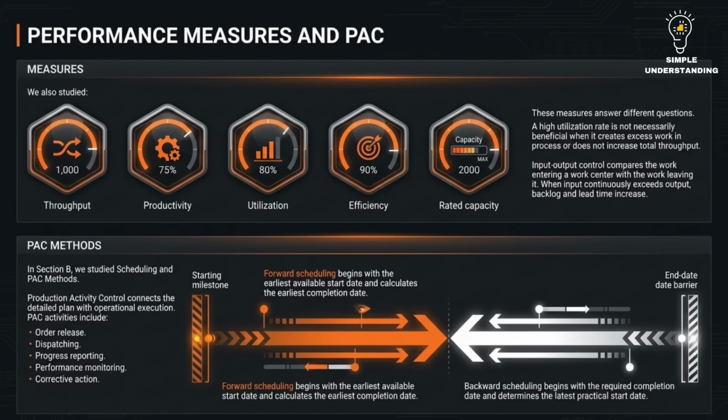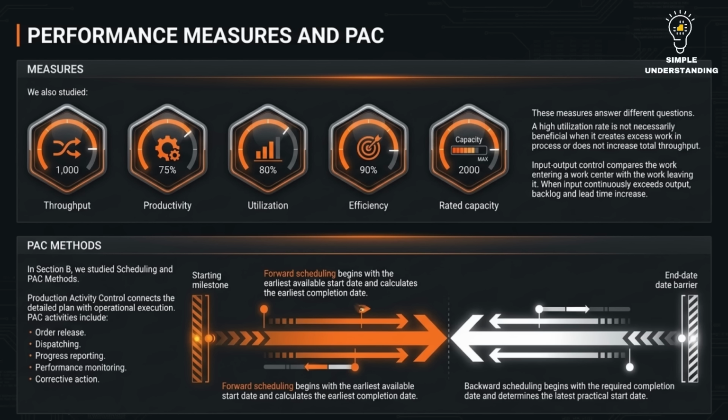We also studied throughput, productivity, utilization, efficiency, and rated capacity. These measures answer different questions. A high utilization rate is not necessarily beneficial when it creates excess work in process or does not increase total throughput. Input-output control compares the work entering a work center with the work leaving it. When input continuously exceeds output, backlog and lead time increase.